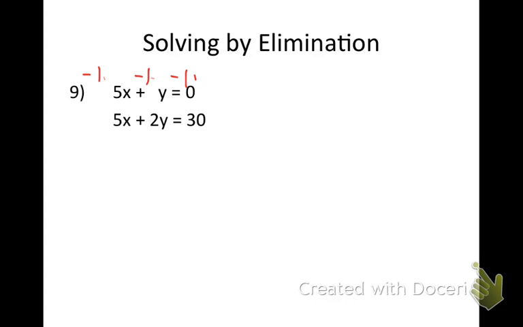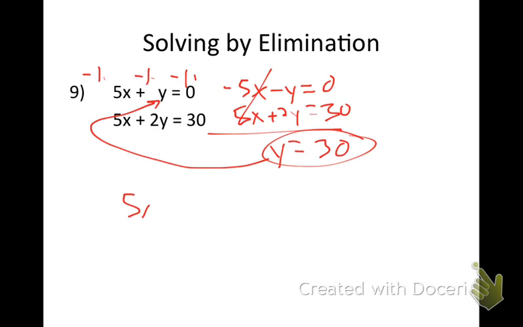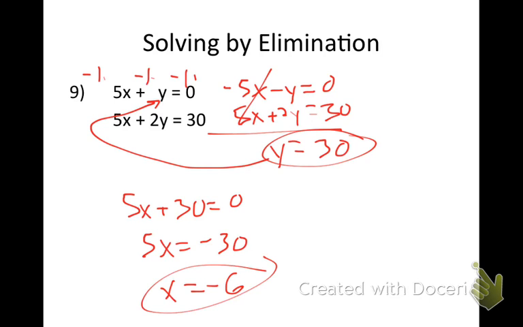When I work it out, I'm going to get negative 5x minus y equals 0, and then 5x plus 2y equals 30. So I eliminate my x's and end up with y equals 30. So I have the first part now. I would take that and plug it into the top equation. 5x plus 30 equals 0. Gives me 5x equals negative 30. X equals negative 6. My answer now is the ordered pair, negative 6, 30.